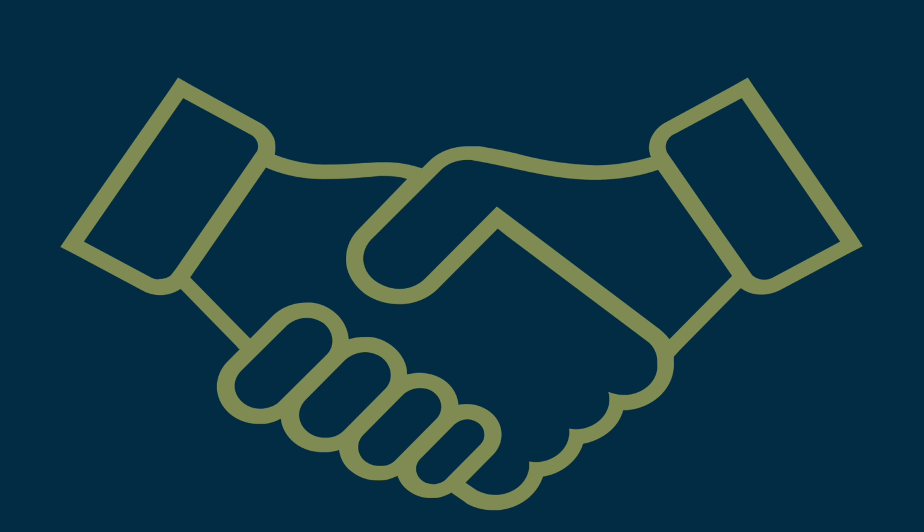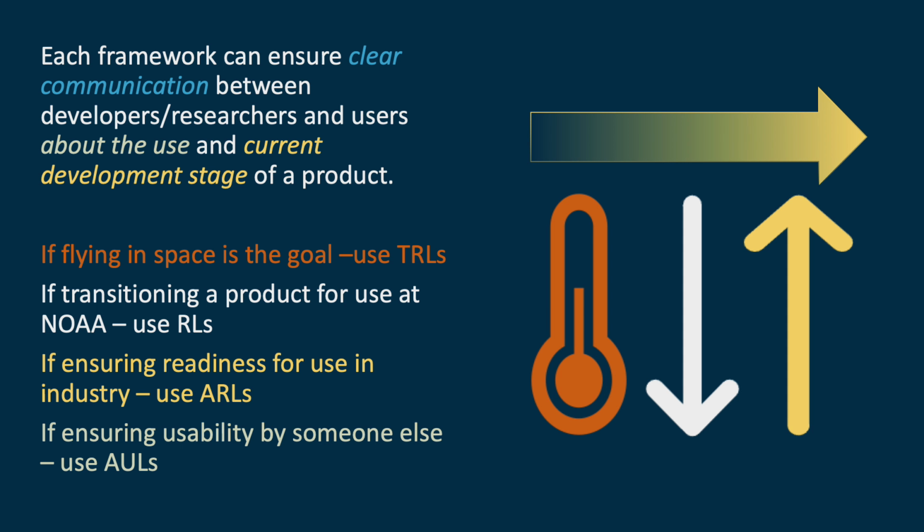The AULs provide a framework for a continuing dialogue based in best practices. This consistent conversation ensures that from the start to the end of the project, all parties are aware of the expected use, requirements, metrics, and user guides and validation techniques, as well as the reporting and documentation for the project and its progress. Each framework can ensure clear communication between developers and researchers and users about the use and current development stage of a product.